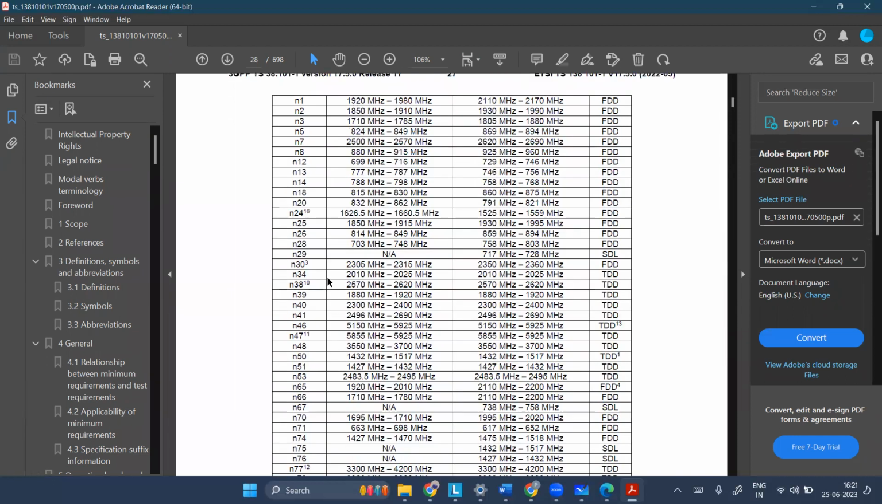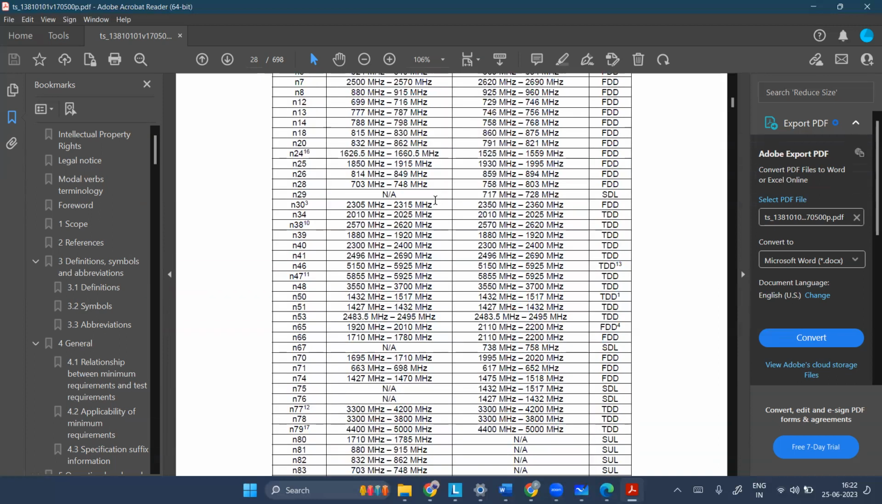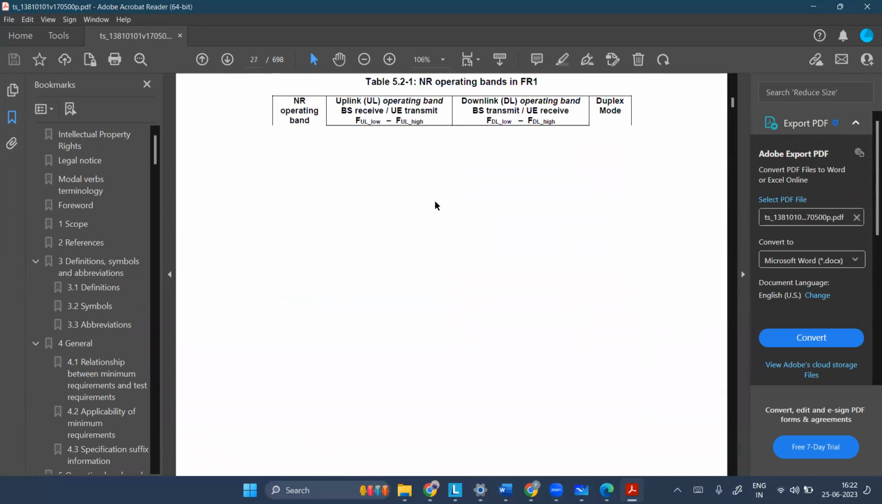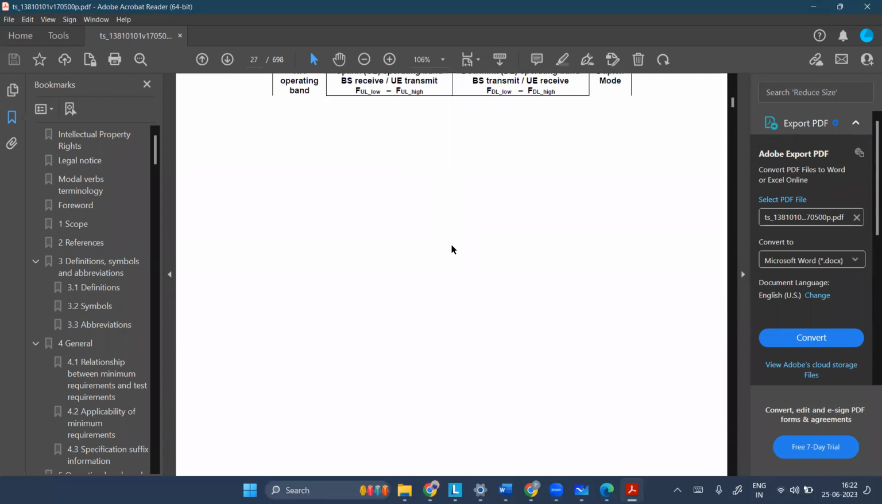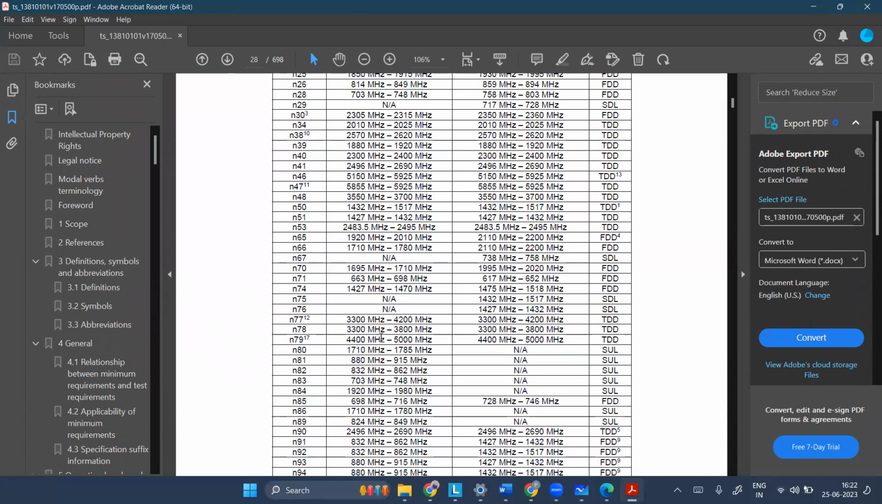The most commonly used FDD bands nowadays for testing are N1, N2, N3, N5, or N28. And in TDD, a common band is N41. This is N41, 2496 megahertz to 2690 megahertz. This is its frequency range. I guess the first is for uplink and the second one is for downlink. Other common bands are N78 and N79.